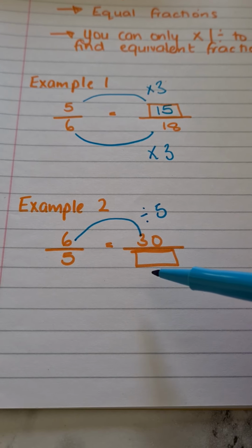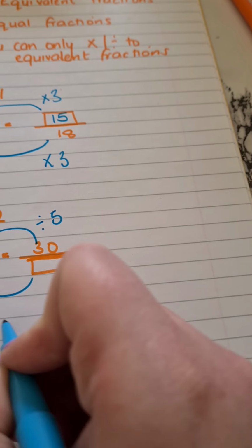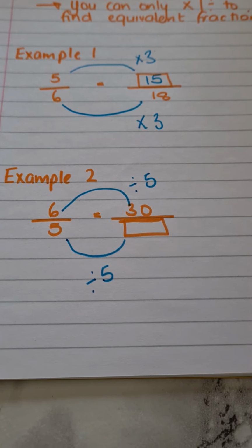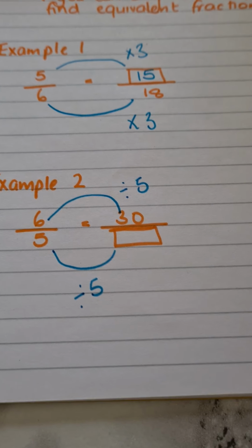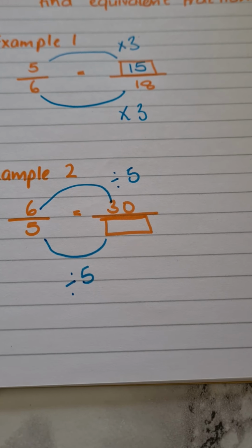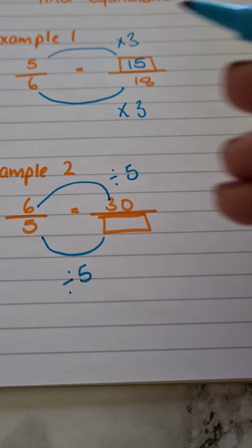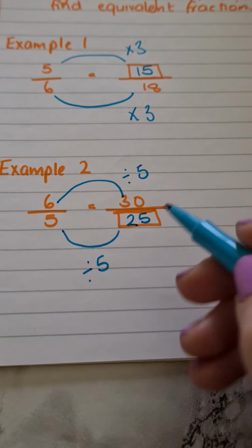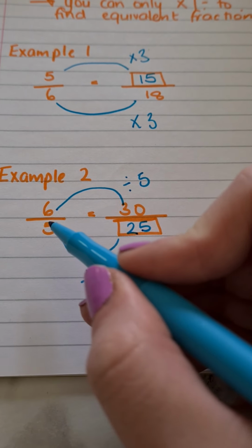Now we need to figure out what this number is here. What number that when you divide it by 5 will give you an answer of 5? We know to find the original starting number, you could do a little multiplication. 5 times 5 will give you 25. And just to check you're right, 25 divided by 5 will give you 5.